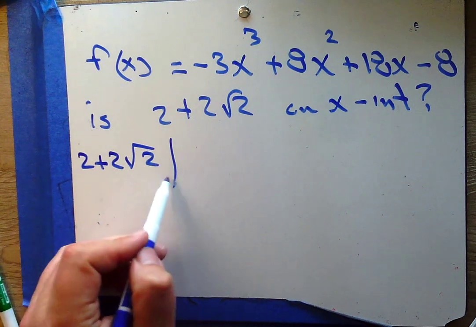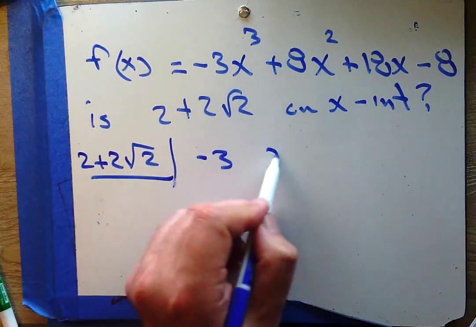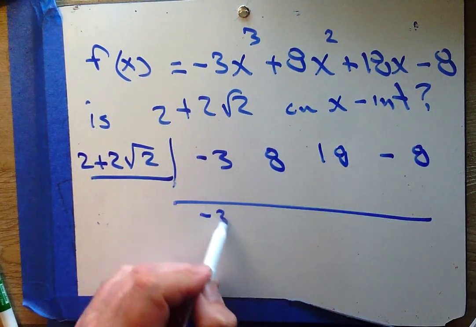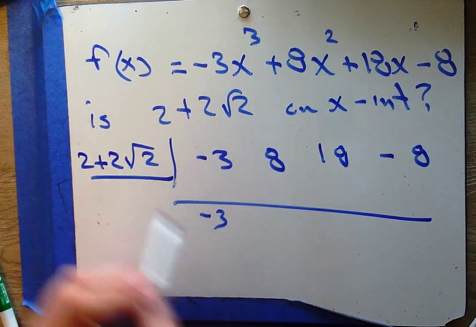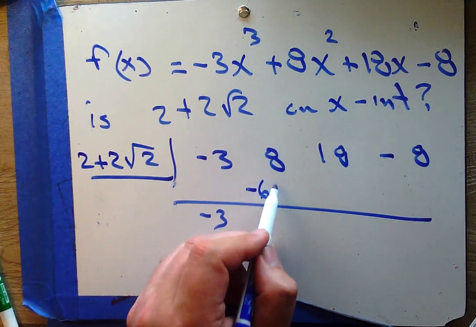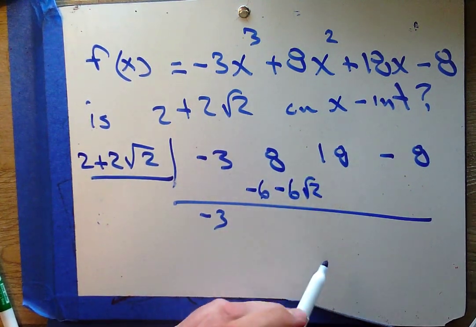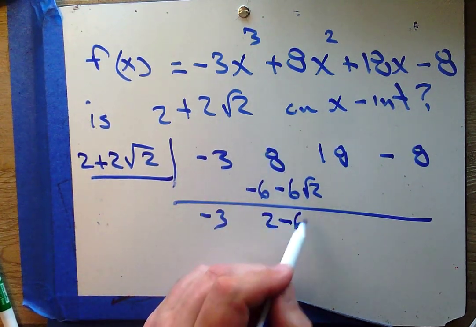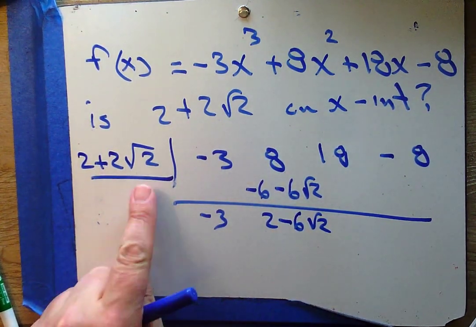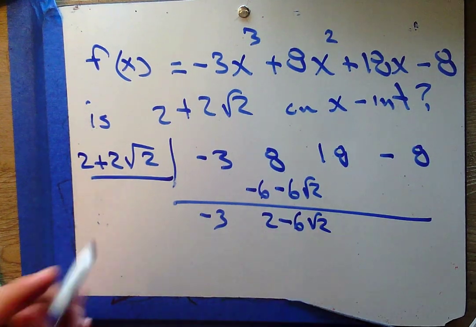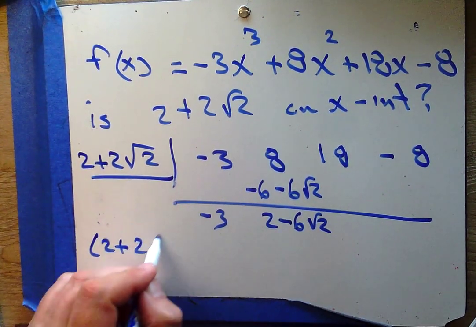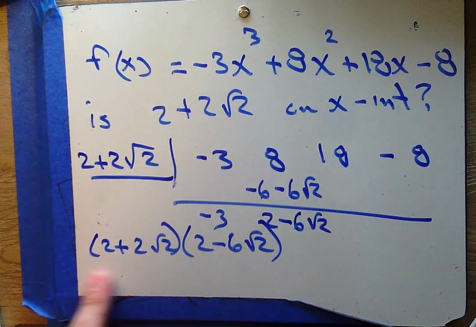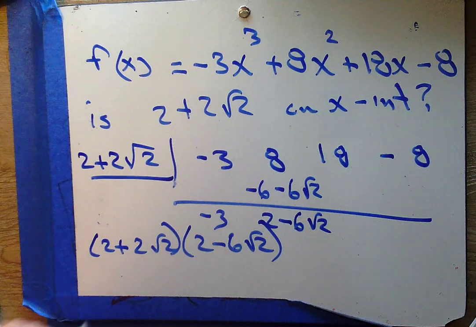I want to do synthetic division here. Negative 3, 8, 18, negative 8. Put down that negative 3, and I have to distribute that negative 3 to each of these, so I get negative 6 minus 6 root 2. And then I add 8 minus 6 is 2 minus 6 root 2. Look, I have to multiply this stuff by this stuff. 2 plus 2 root 2 times 2 minus 6 root 2. Sure glad we did that when we reviewed radicals.